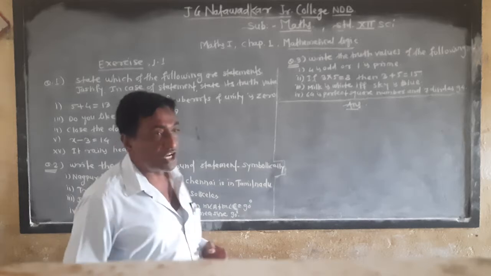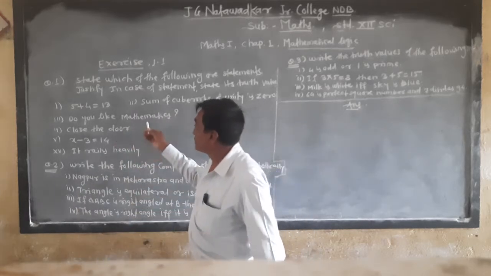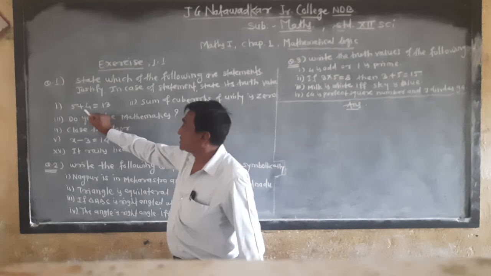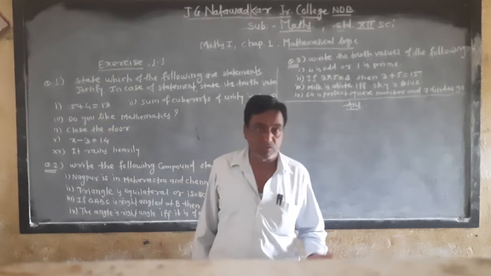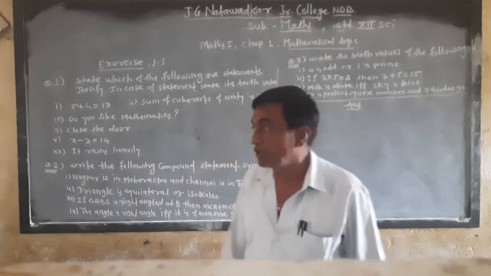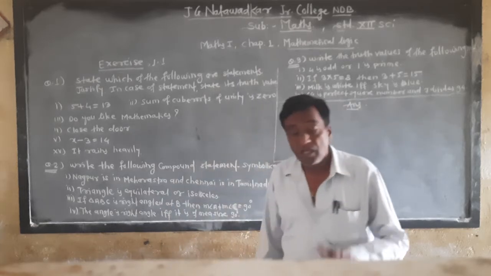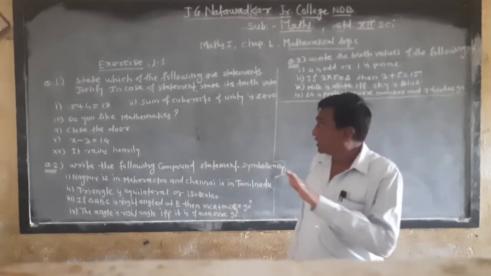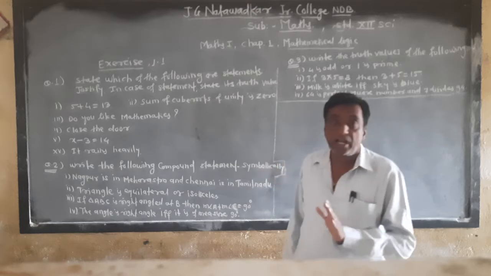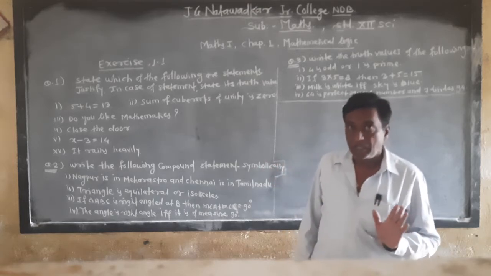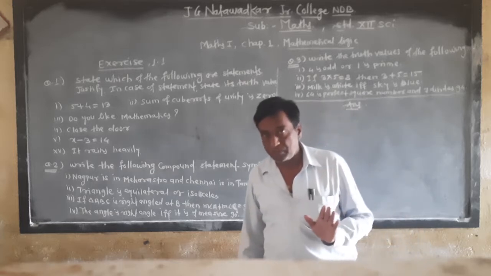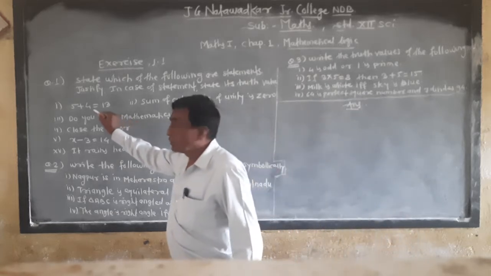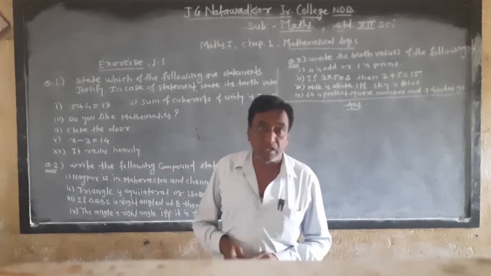Okay, so let us see some statements here. The first sentence is 5 plus 4 is equal to 13. But actually the left-hand side is 5 plus 4 and the right-hand side is 13. If you calculate this, 5 plus 4 is equal to 9 actually, but here the given value is 13.